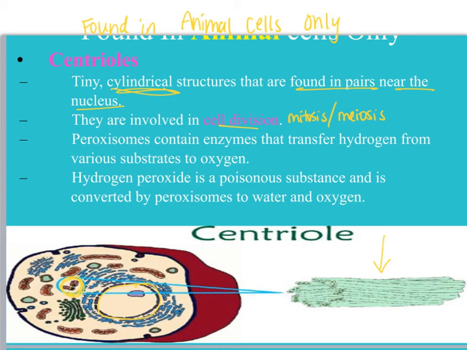Peroxisomes are going to have enzymes that transfer hydrogen and other things to oxygen, and hydrogen peroxide is poisonous, so that can be converted from a poisonous substance to a non-poisonous substance, water and oxygen. And that's just something really that is on the wrong slide. That would need to go back when we were talking about peroxisomes. Sorry about that. I'm editing things, and it's very easy to make mistakes when you're moving things all around and adding things in. I'm a human, sorry.